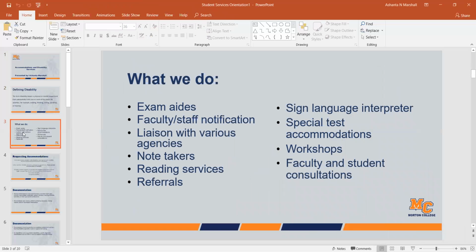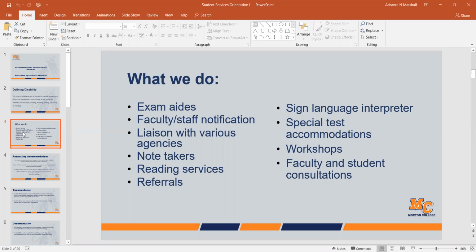Now, what my office does: we provide exam aids for students, and we provide faculty and staff notification, which just means providing faculty with an accommodation letter once you establish services with my office. We can also hook you up with different agencies. So let's say you don't have supportive documentation, you've been out of high school for years, or you've never been diagnosed with a disability. I can work with the Department of Rehab Services to get you tested, to determine if you do have a disability, for free.